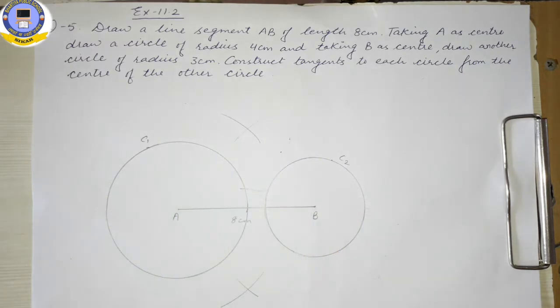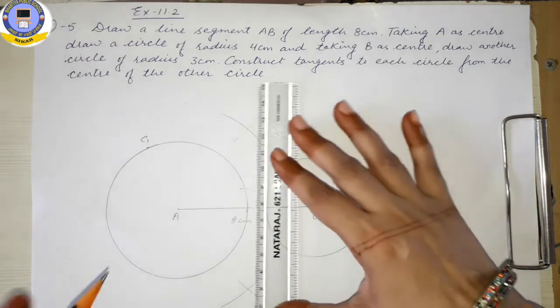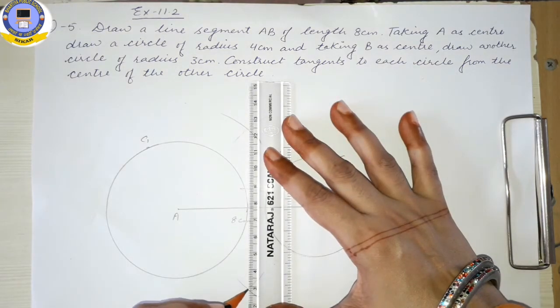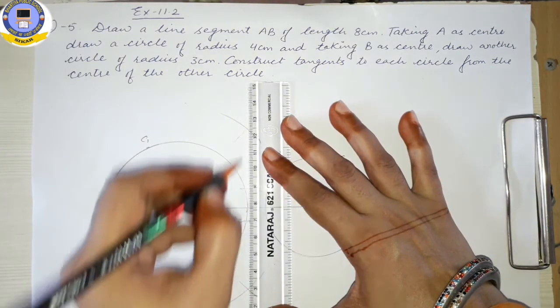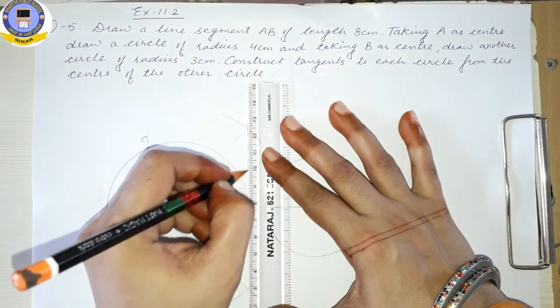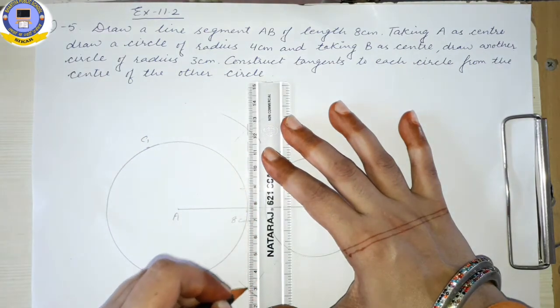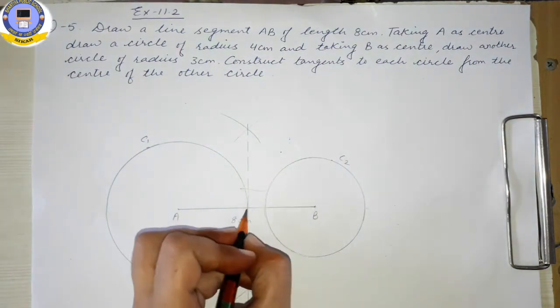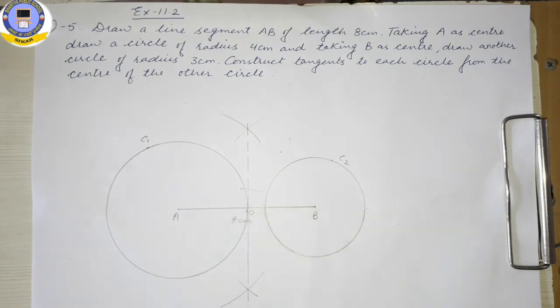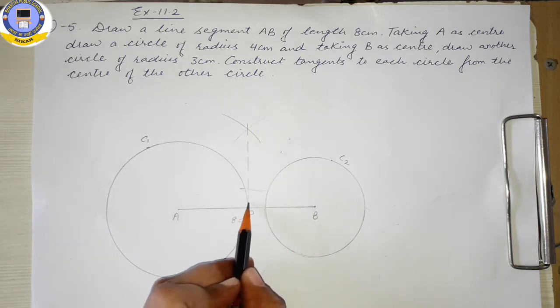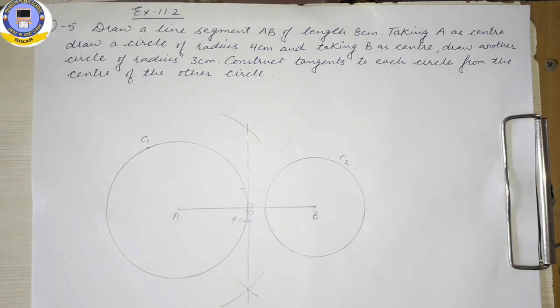Okay, now join it with dotted lines. We will join it with dotted lines. So what we will get? We will get midpoint of AB. Let me label it as O. Okay, we got O, that is midpoint of AB as well as it is perpendicular on AB as well.